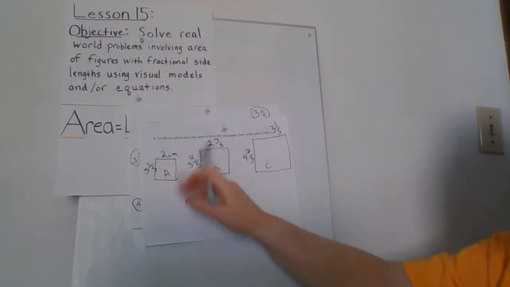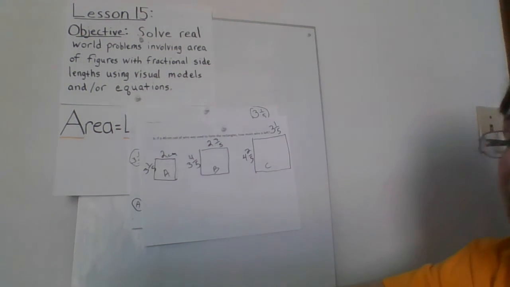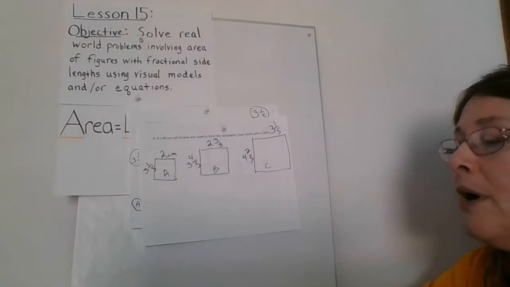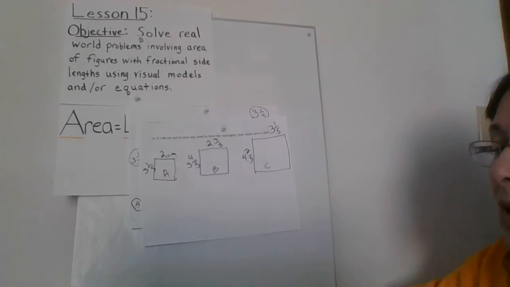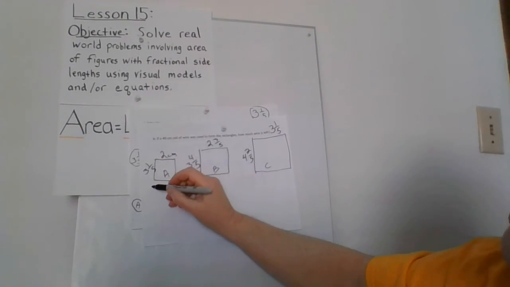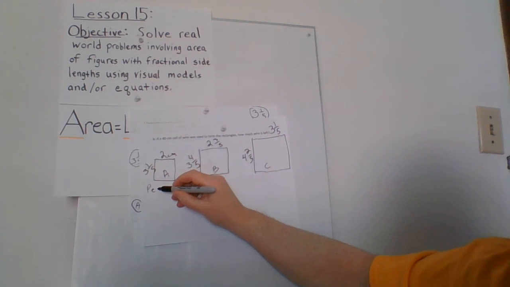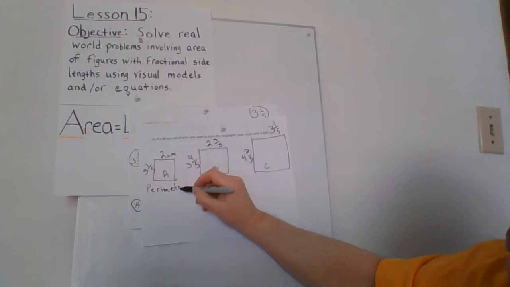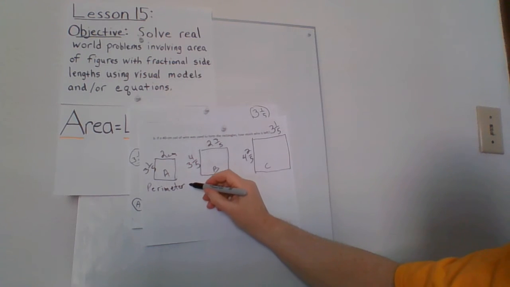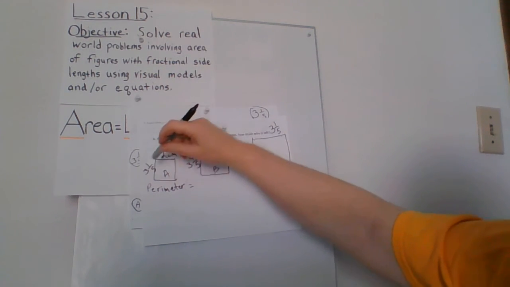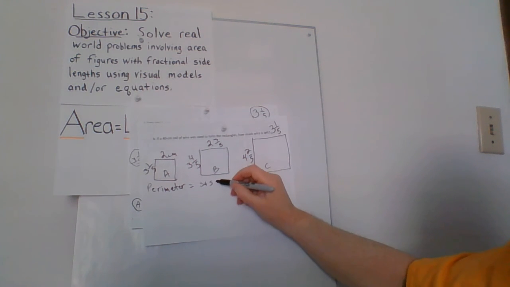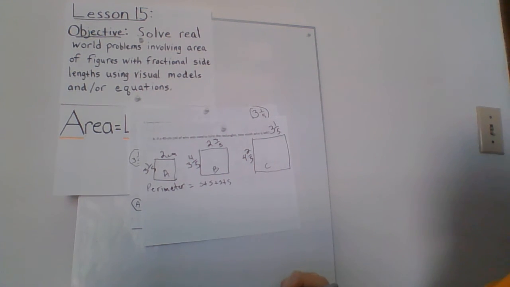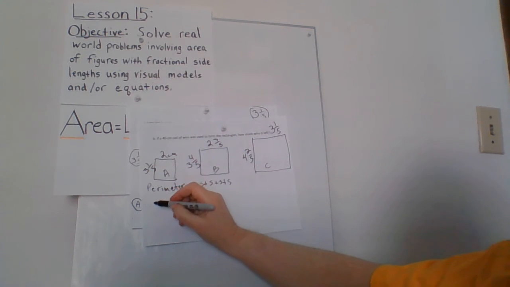So since we're going all the way around, now we're going to be looking for the perimeter because we want the distance all the way around. So in order to find perimeter, remember, perimeter is the distance all the way around, and that's found by adding the side plus the side plus the side plus the side. So let's figure out the perimeter for A.